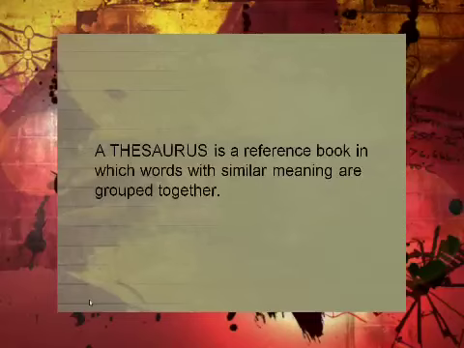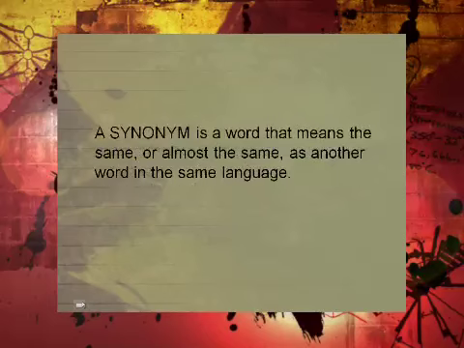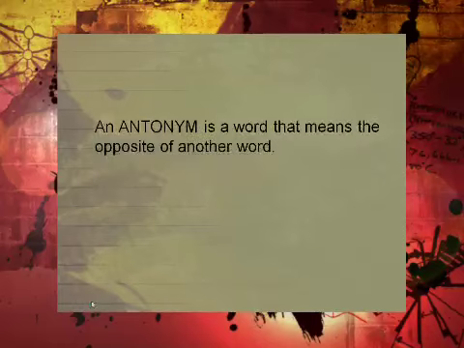A thesaurus is a reference book in which words with similar meaning are grouped together. A synonym is a word that means the same or almost the same as another word in the same language. You also get antonyms. An antonym is a word that means the opposite of another word.